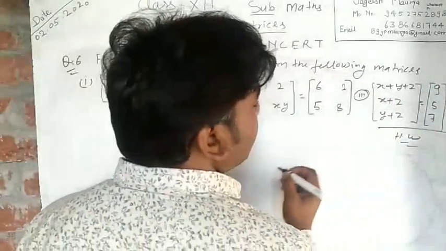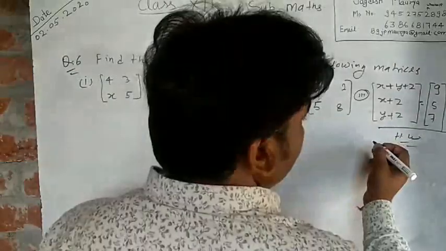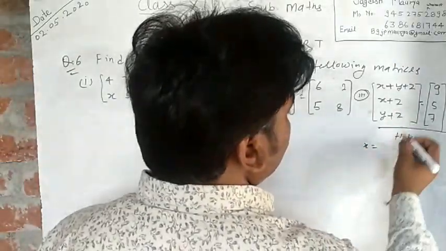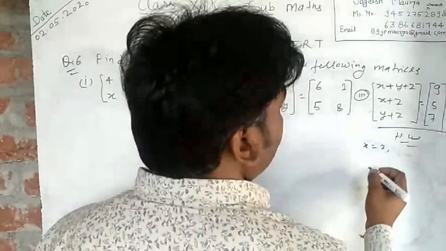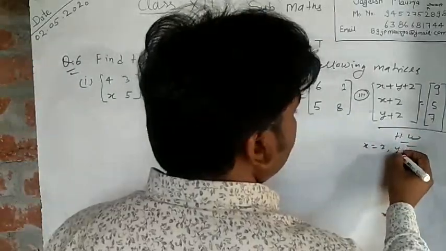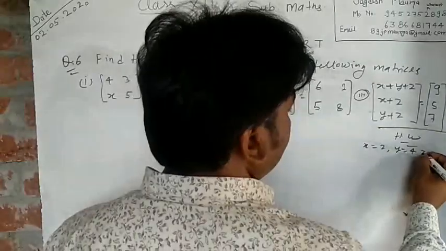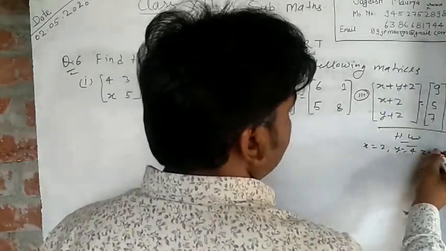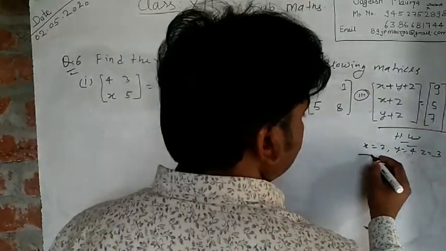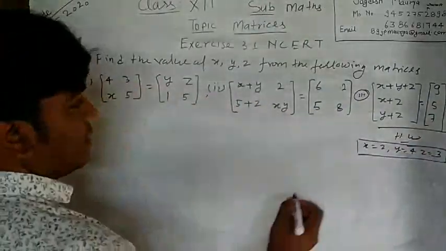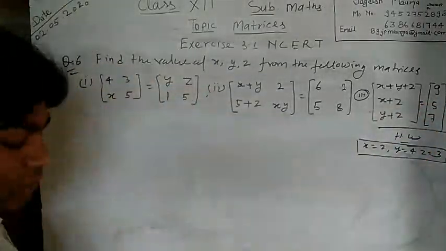Here the answer is x equal to 2, y equal to 4, and z equal to 3. You solve this question as homework.